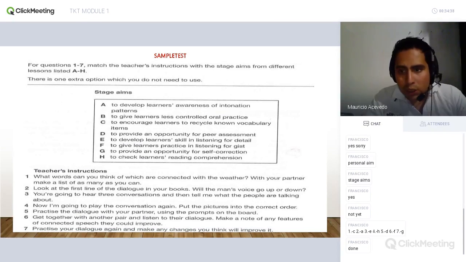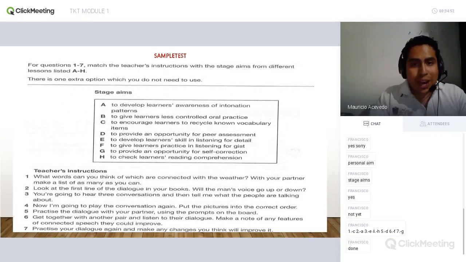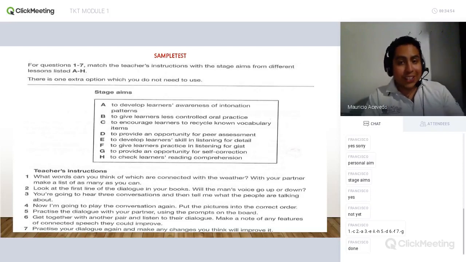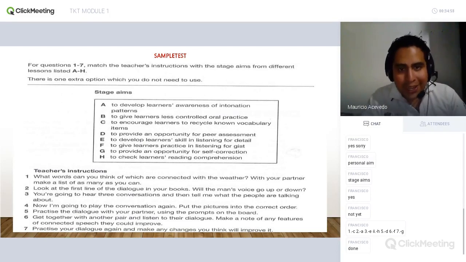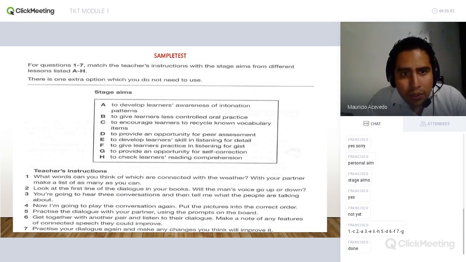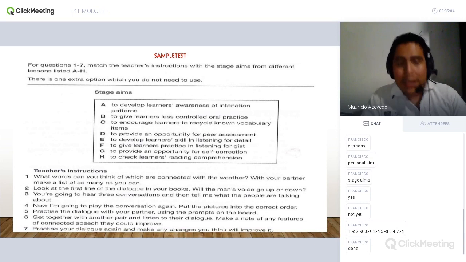Number three, according to you, is letter E, which means to develop learning skills, listening for detail. Yeah, maybe yes, because they are telling you to pay attention to what the people are saying. But remember, it's not to get the main idea because then this is for gist. So maybe I will change that. For me, number three is more F, sorry, but that's okay. We will check. We will see.